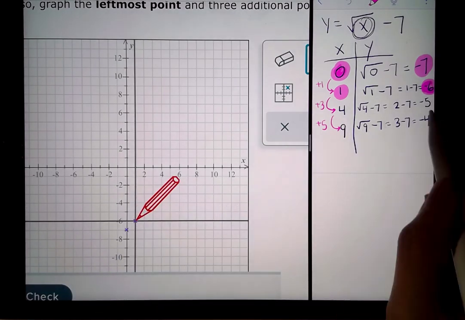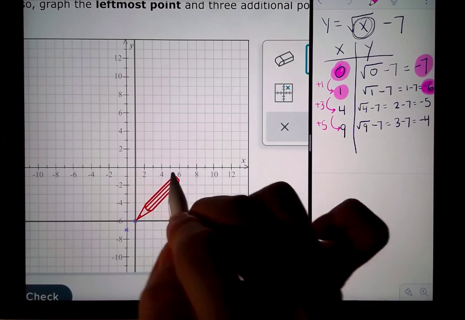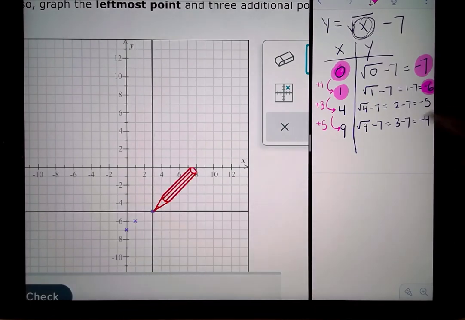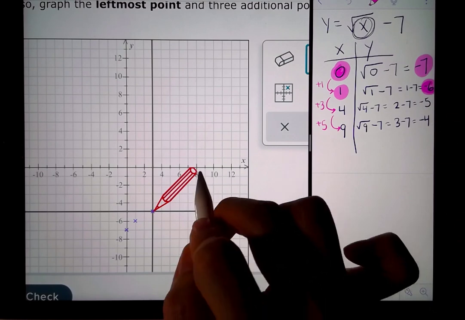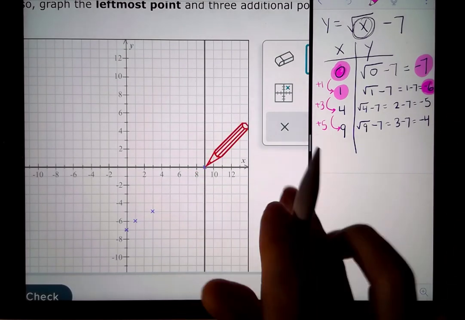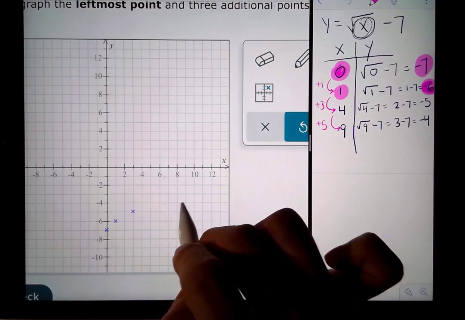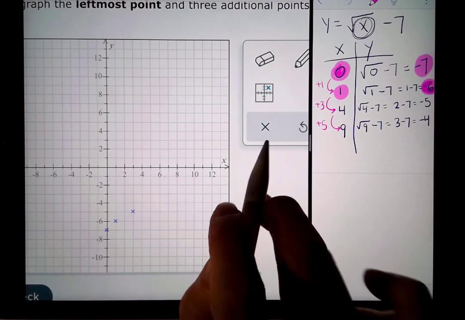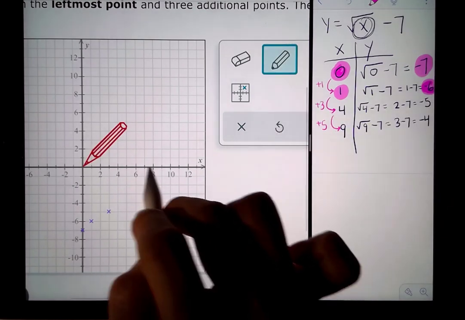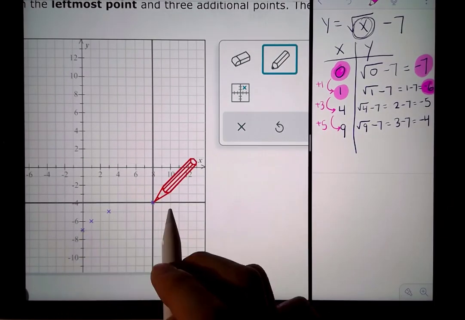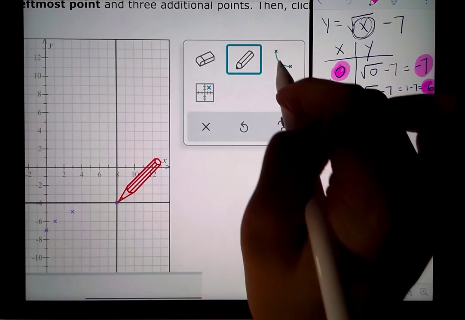And then 4, negative 5. So 4, negative 5 is right here. And then 9, negative 4. So you go to 9, negative 4, it's right here. Okay, so now you've got these 4 points, right? Then you just click that one.